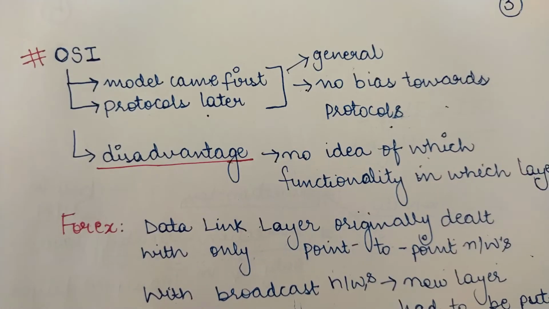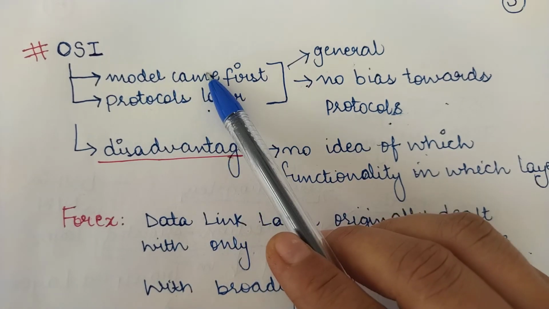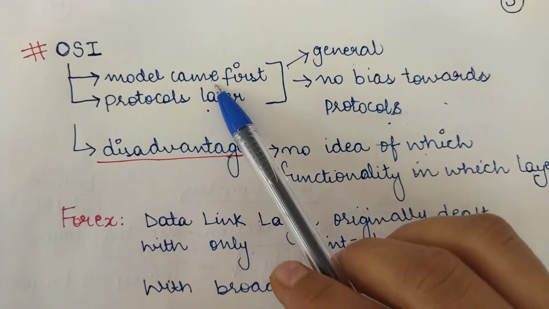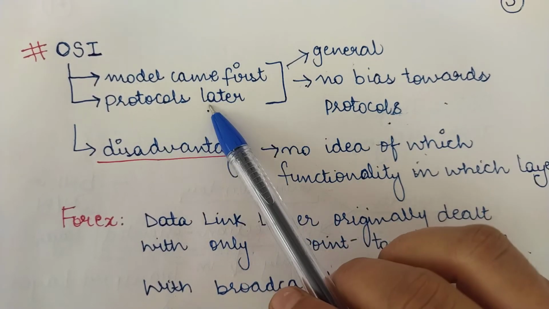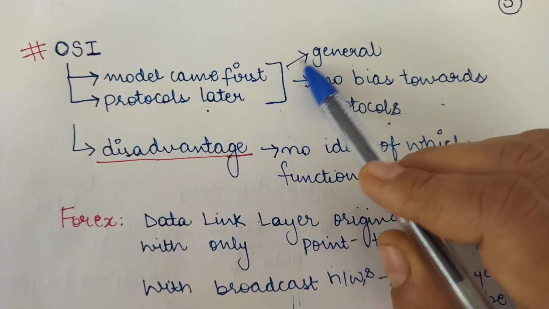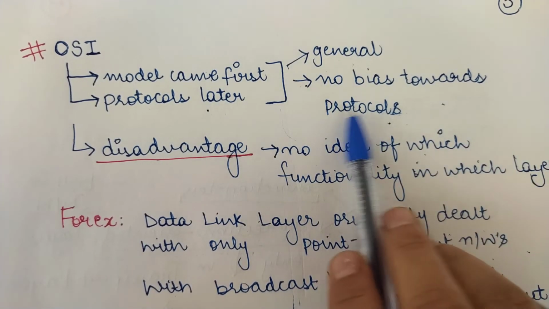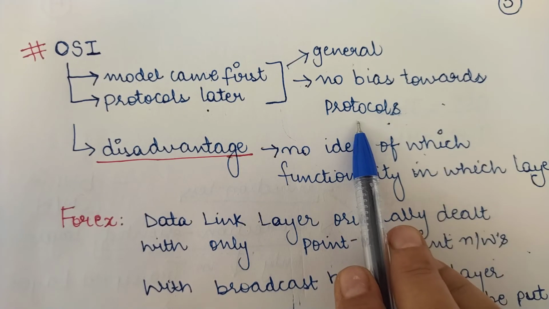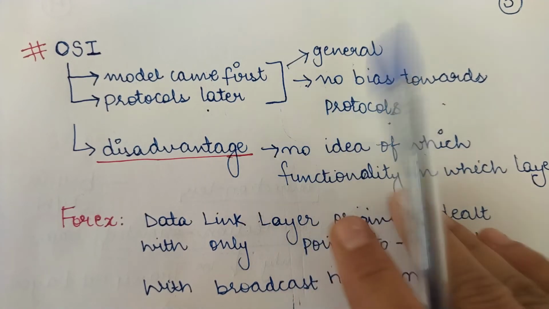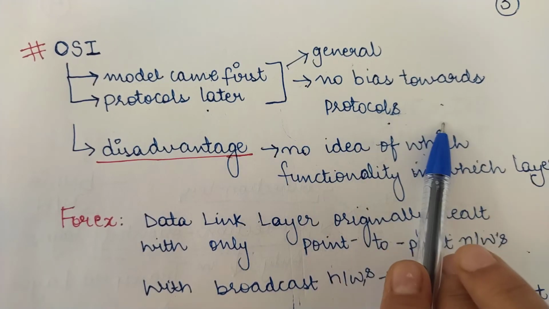Now, if I look at the OSI reference model, the model came first and the protocols were designed later, right? So first came the model, and then the protocols for that particular model were designed. In that sense, I can say that this is a general model. That means it can fit in any protocol stack. It has no bias towards protocols because it was not specifically designed for any specific kind of protocols. It was designed first and then the protocols came. So in that sense it became general and it had no bias towards protocol.